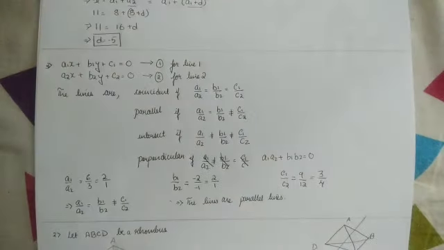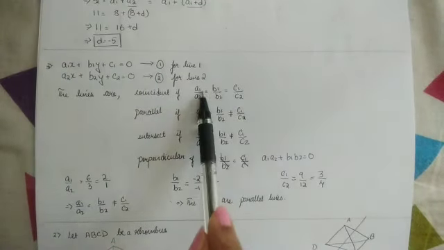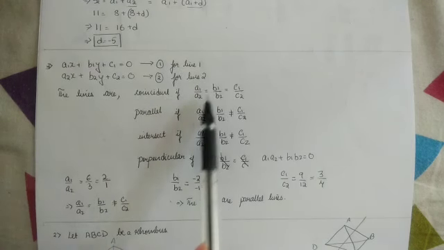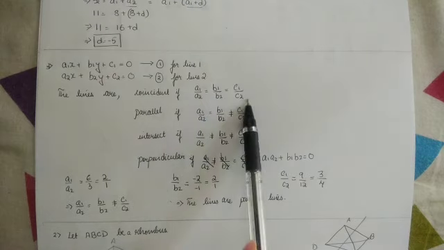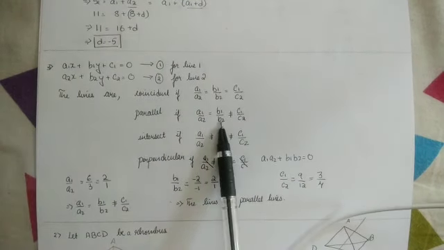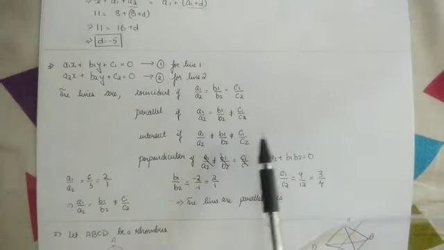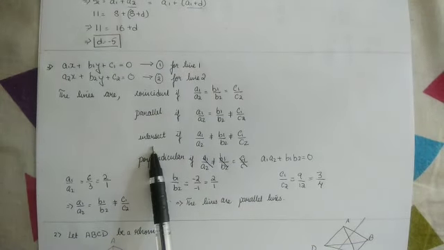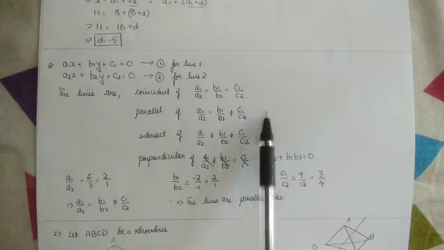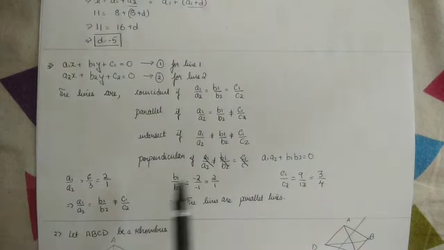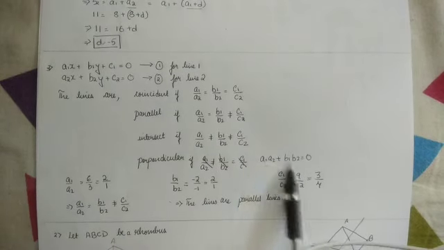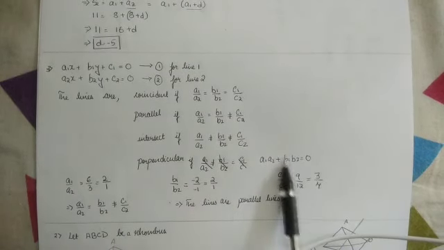Next, these are the equations for line 1 and line 2. These lines are coincident if A1 by A2 equals B1 by B2 equals C1 by C2. They are parallel if A1 by A2 is equal to B1 by B2 and is not equal to C1 by C2. These lines intersect if A1 by A2 is not equal to B1 by B2. It is perpendicular if A1 A2 plus B1 B2 equals 0.